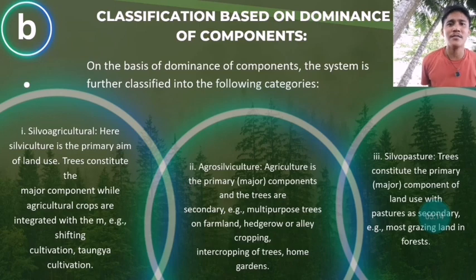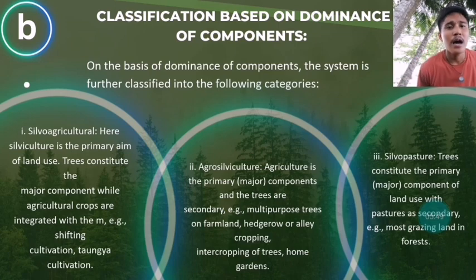The first one is the silvi-agricultural. Silviculture is the primary aim of land use. Trees constitute the major component while agricultural crops are integrated with them. It means the major or dominant component in this area is the tree, and the crops are only secondary, integrated with shifting cultivation and taungya cultivation.